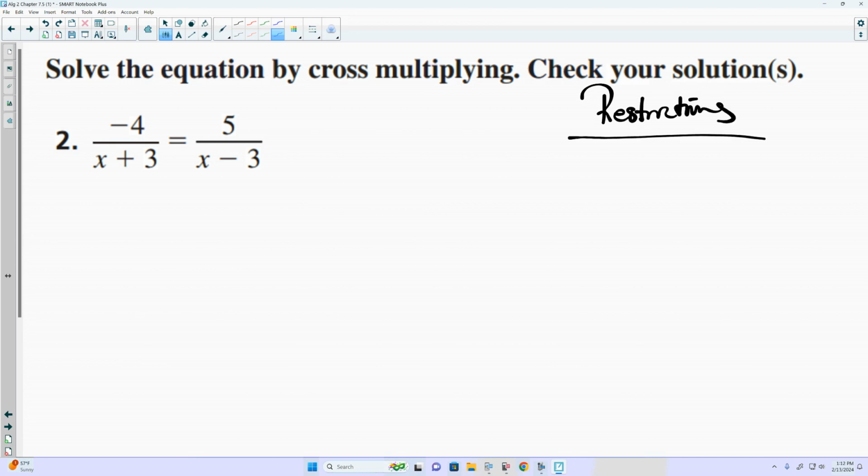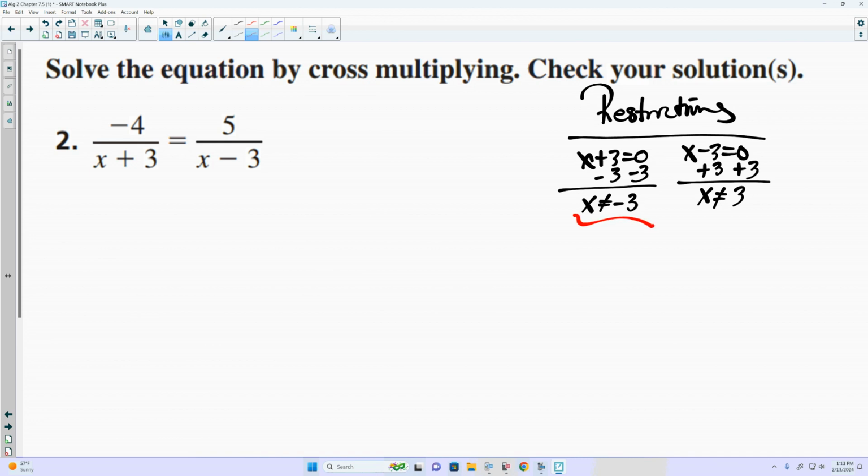Restrictions. So our x plus 3, we would minus 3 from both sides, telling us x cannot be negative 3. X equals 3, so x cannot be 3. So x cannot be positive or negative 3. Can we just put x cannot be plus or minus 3? We could. Yeah.